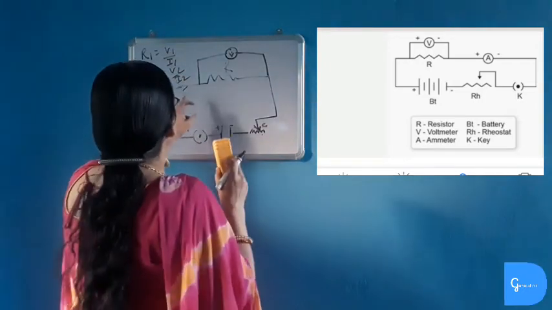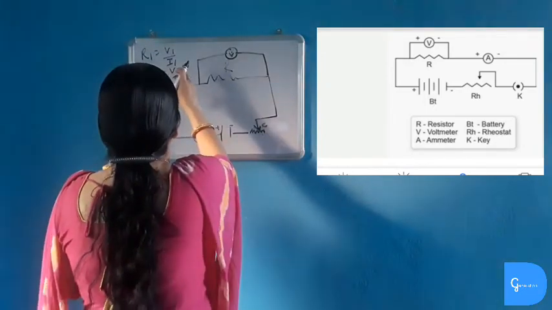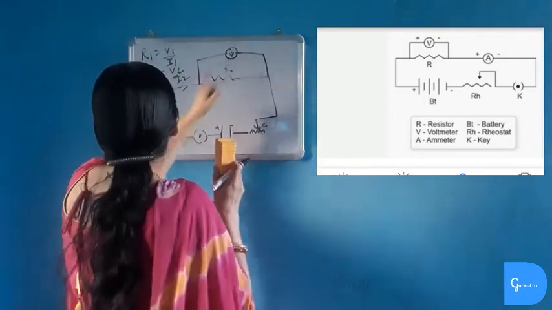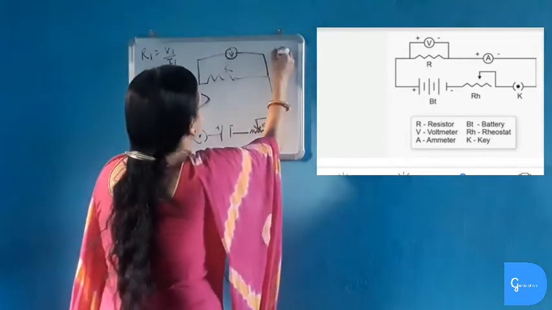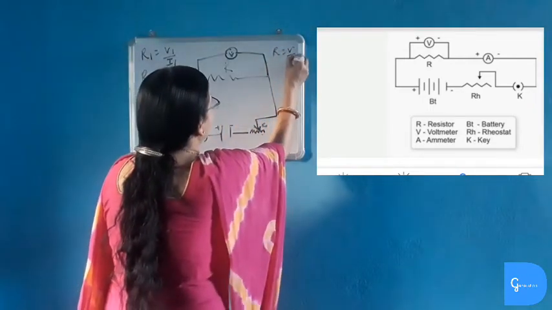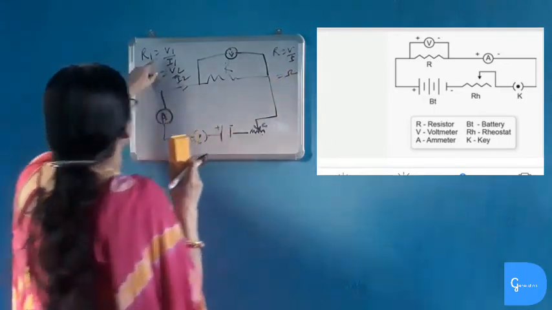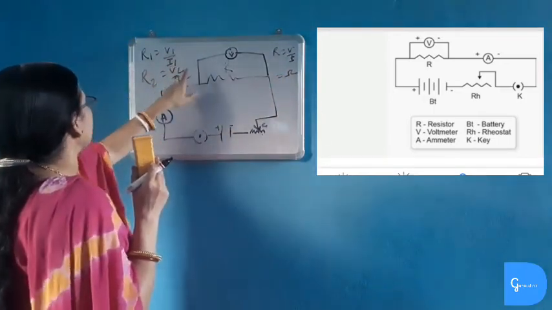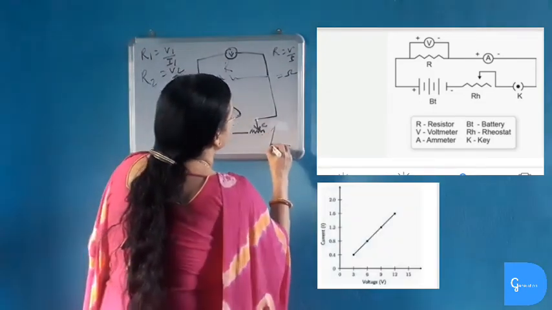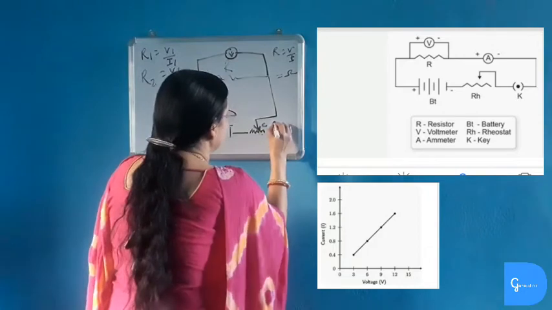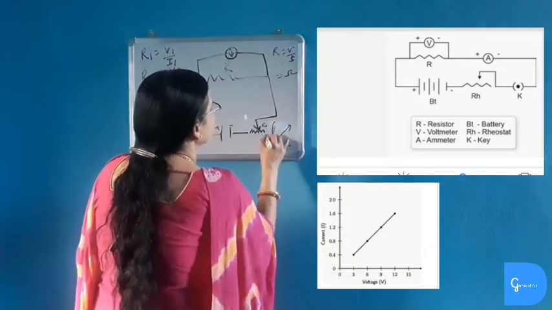In this way we will take 3 or 4 steps in which V and I are recorded by voltmeter and ammeter. From this we can conclude that the value of R equal to V by I is always constant. And if we draw a graph with these values of V1 and I1, V2 and I2, V3 and I3, we will get a graph which passes through the origin, that is a straight line graph. This also verifies Ohm's law.